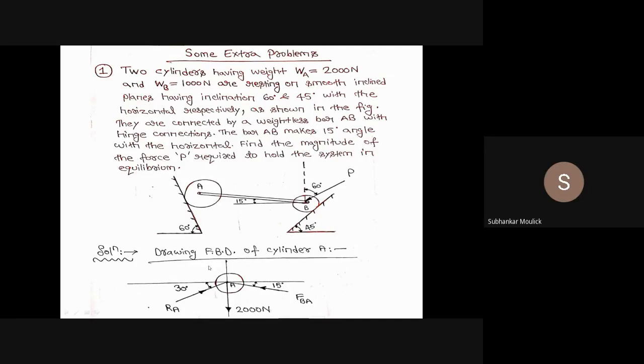One is the weight of the cylinder, which acts vertically downward from the center of gravity of the cylinder. From the diagram, it is very clear that the center of gravity is nothing but the center point A. So from point A, in the vertical downward direction, the weight of the cylinder is acting. That is 2000 Newton, which is clear from the FBD. Okay. Next force. Another reaction force will act on cylinder A by the 60-degree wall.